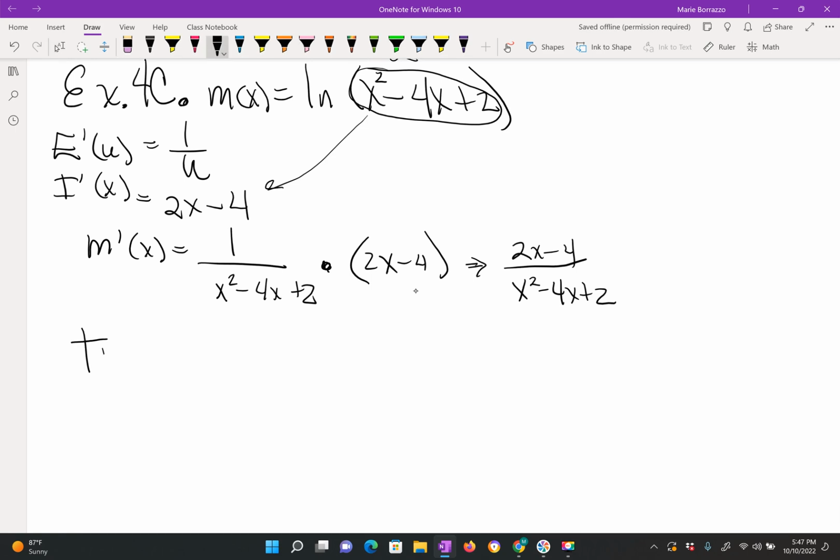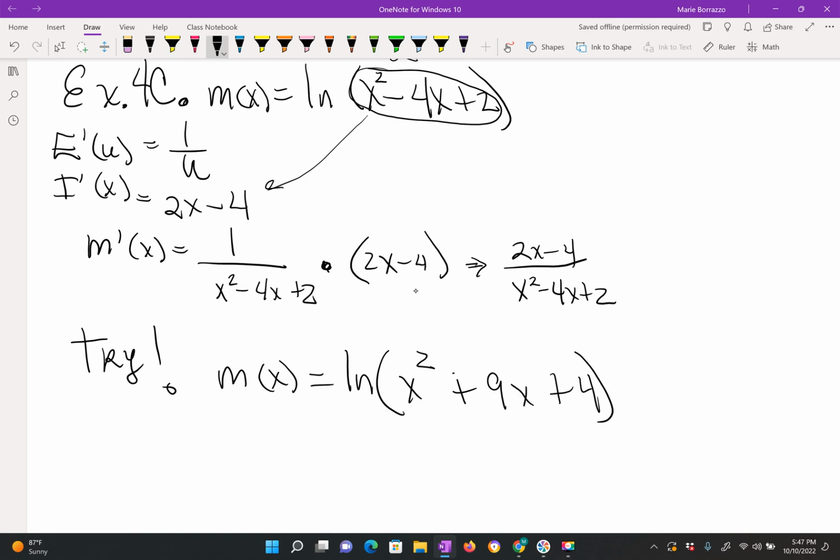Your try question for this one is m of x is equal to the natural log of x squared plus 9x plus 4. You start to notice a pattern, don't you? Yes, for the natural log one.